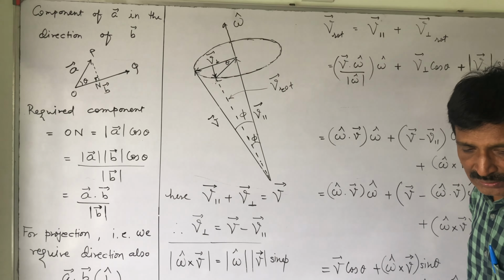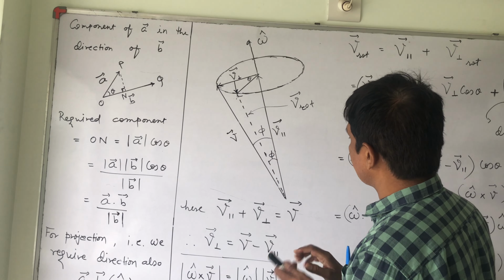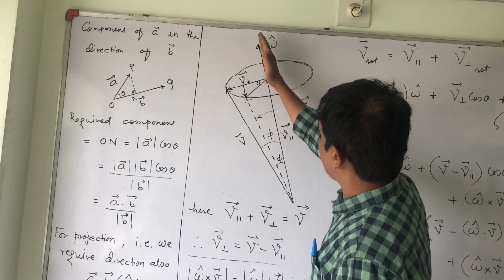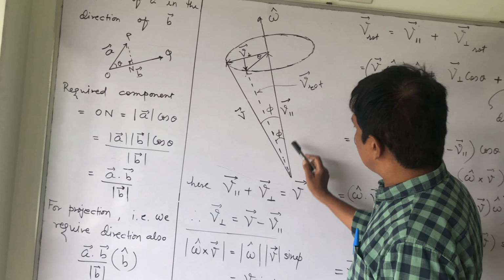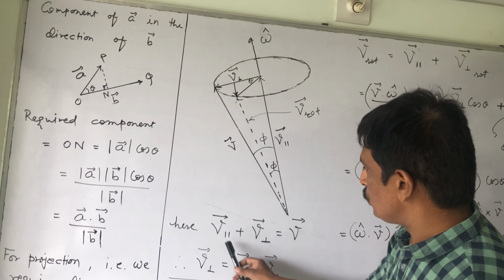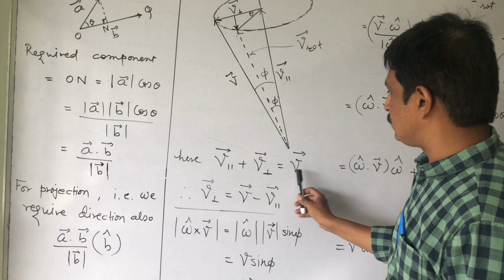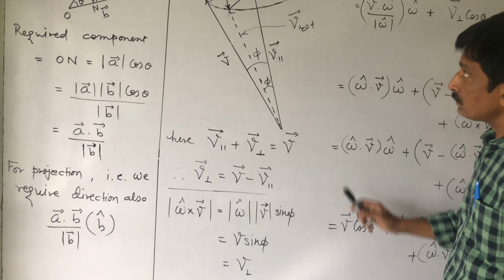Now, whatever was shown in the 3D demo, I have drawn as a figure in a 2D system. This one is the omega cap. This one is the original velocity vector V. This one is the parallel component, and this one is the perpendicular component. So V parallel plus V perpendicular is V. So V perpendicular is V minus V parallel.